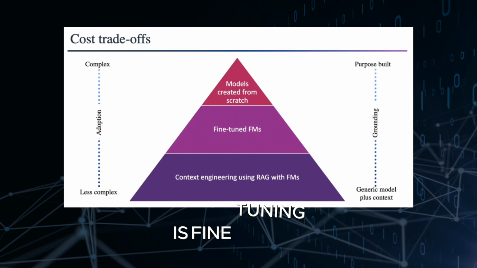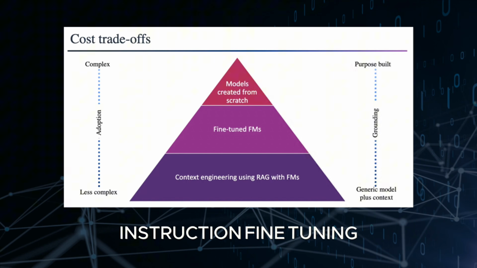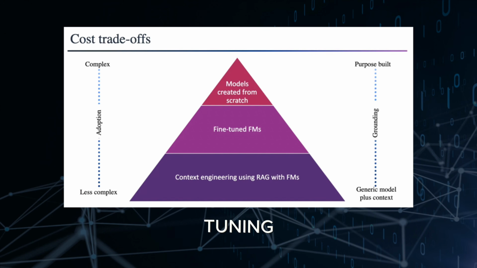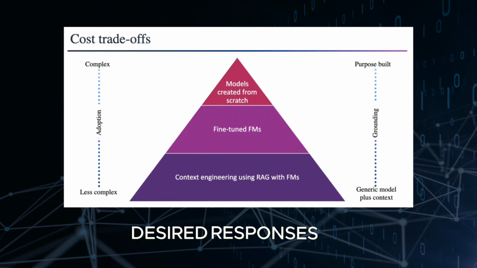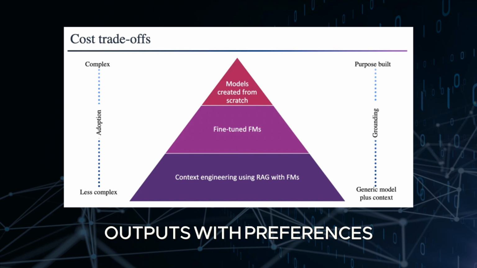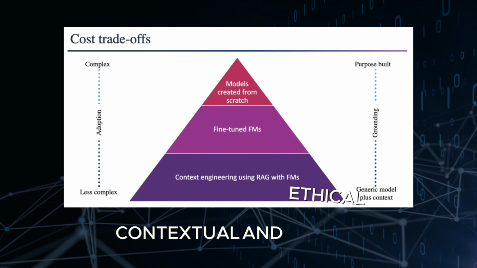But then what is fine-tuning? Well, fine-tuning is adapting the pre-trained foundation models to specific tasks or domains by further training on smaller, task-specific datasets. And there are two main approaches: instruction fine-tuning and reinforcement learning from human feedback, RLHF. So instruction fine-tuning uses examples of desired responses to instructions. It tailors models to follow patterns or styles. Prompt tuning optimizes input prompts for desired outputs, and then RLHF incorporates human feedback to align outputs with preferences. It improves generating natural, contextual, and ethical responses.